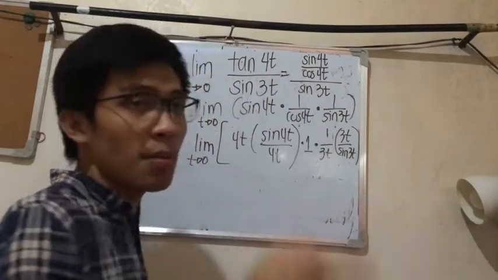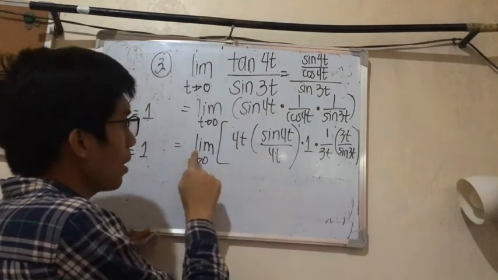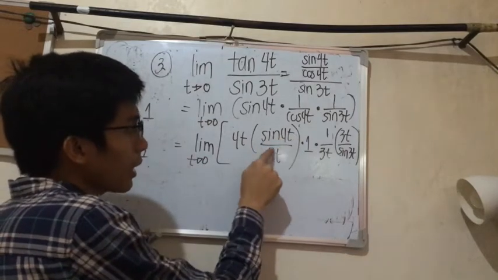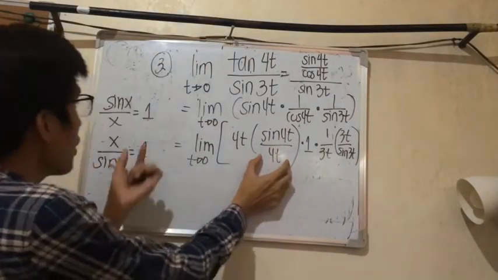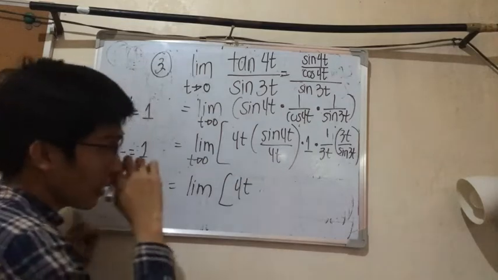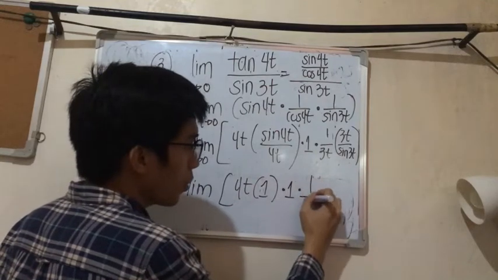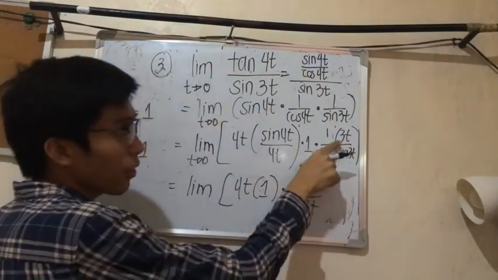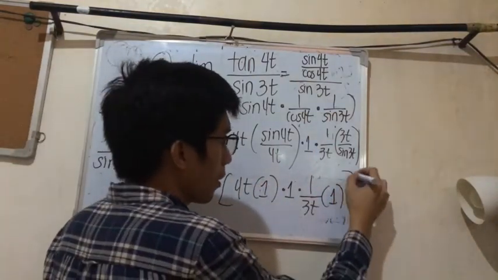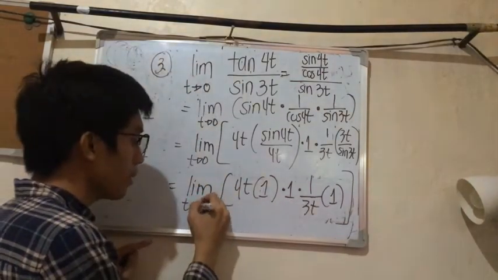Okay, so let's try to find the limit of all the terms here. As you can observe, what is the limit of this term? The limit of sine 4t over 4t as t approaches 0 is equal to 1. So it will become the limit of 4t. What is the limit for this one? That is 1, times 1 over 3t. What is the limit of 3t over sine 3t? Same with this one, that is also equal to 1. As you can observe, 4t times 1 times 1, still 4t times 1 as t approaches 0.